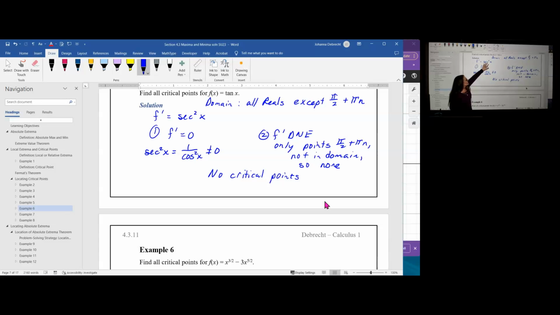When we think about secant squared, we can write it as 1 over cosine squared. But then we have the same problem we had last time. 1 is not 0, so there's no way that secant squared ever equals 0. There are no critical points from the first one. Where would secant squared be undefined? Again, when cosine is 0, but those are the very values we threw out of the domain. There are no critical points in this graph.